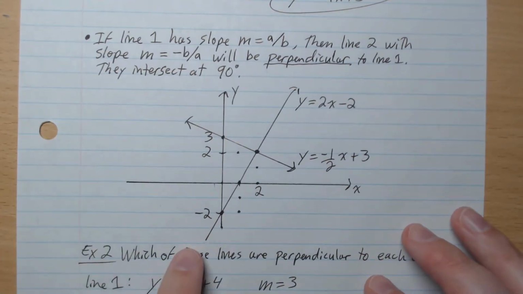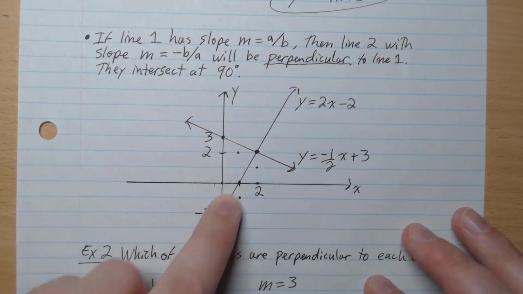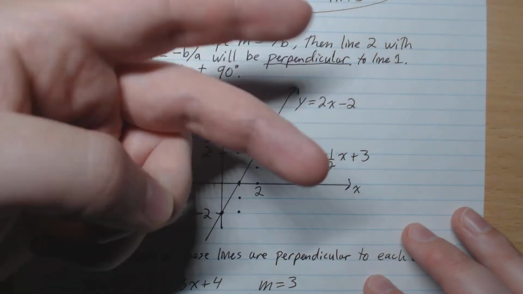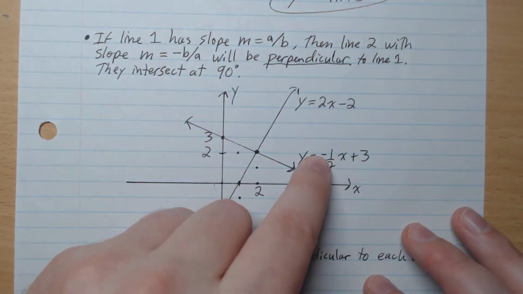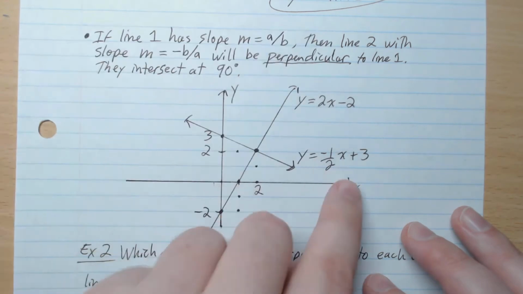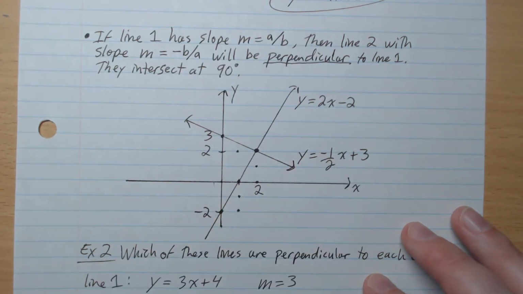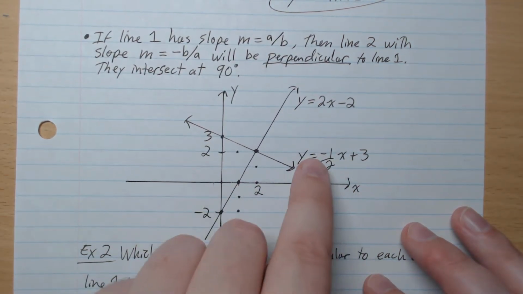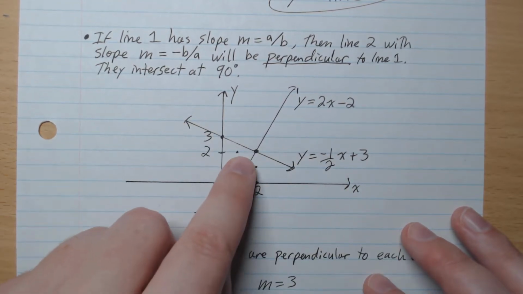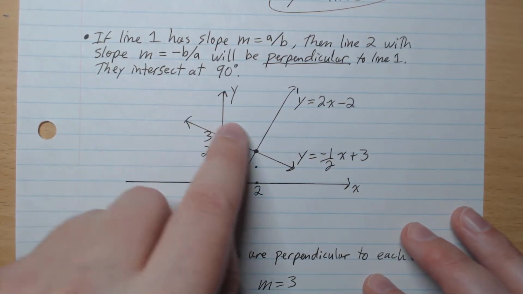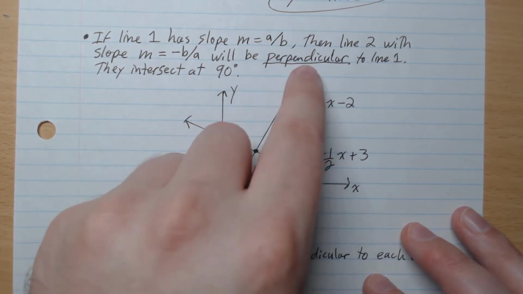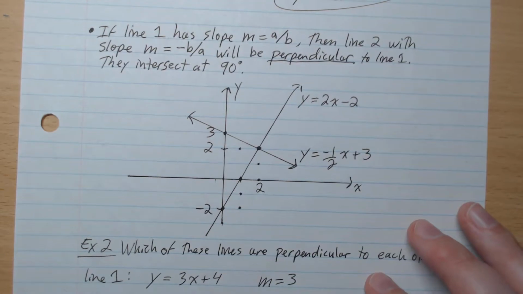So here we have an example. This is 2x minus 2. So for it to be perpendicular, flip 1 over 2 and make it negative, like that, right? 2 over 1, flip 1 over 2 and make it negative. And so if we graph that here, negative 1 over 2x plus 3, we can see that it's a 90-degree intersection, like that. These lines are perpendicular.